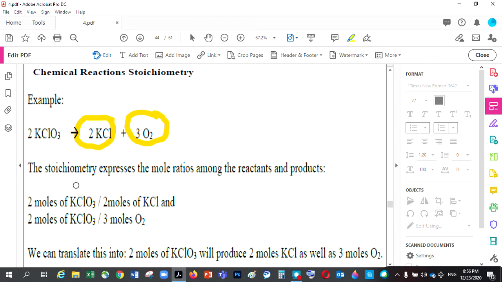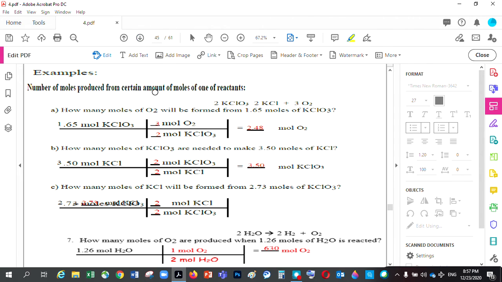And we can make a ratio: 2 moles of the chlorate, potassium chlorate, will give us 2 moles of potassium chloride, or 2 moles of chlorate will give us 3 moles of oxygen, correct? So we can use this ratio for the calculation. Here is an example, and you can go through all of this together. Let's do maybe 1 and 2, and then the other ones, I think, are straightforward. Well, we can do all of them.